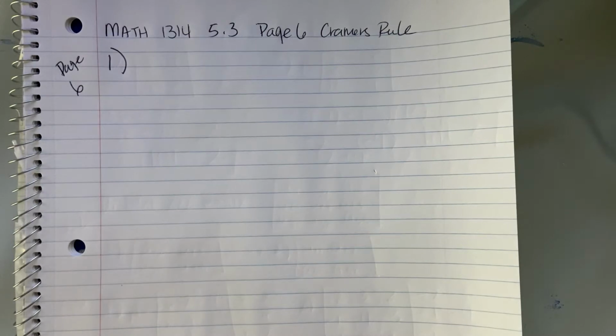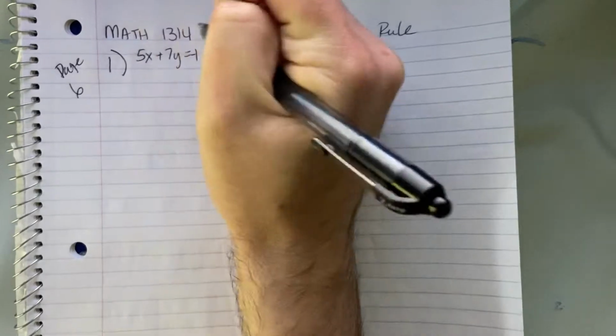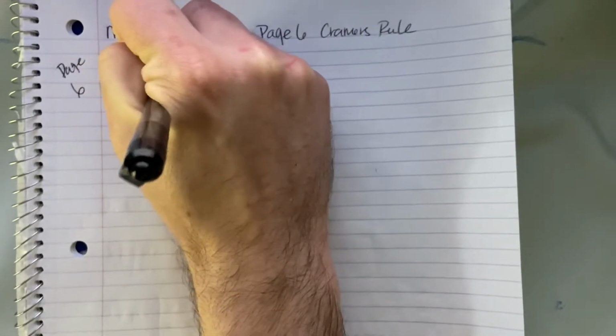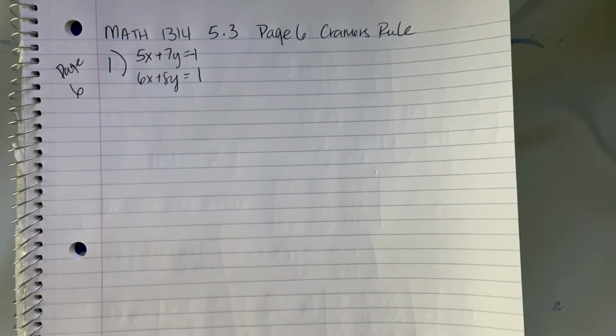Furthermore, the rest of the stuff from the 5.3 notes is gone as well, except for the stuff at the top of page 6, which is Cramer's Rule for systems of equations. So we'll talk about how this works. If you've got 5x plus 7y equals negative 1, and 6x plus 8y equals 1, you're trying to find the solution.